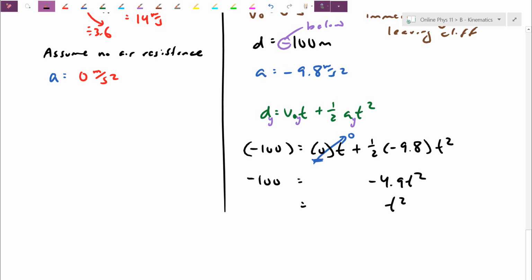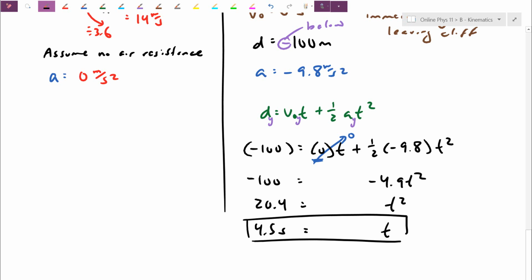100 divided by 4.9 gives me 20.4. And then I'm just going to take the square root. Whenever you take the square root, you get a positive and negative root. Because time has to be positive, I'm going to opt for the positive answer. So what this is saying is, from the start of the cliff, if you intend to fall 100 meters, and you know acceleration due to gravity is 9.8, it takes gravity some 4.5 seconds to drop you to the ground. Now again, I don't know how fast it's going by the time it hits the bottom, but I know it is 4.5 seconds later.